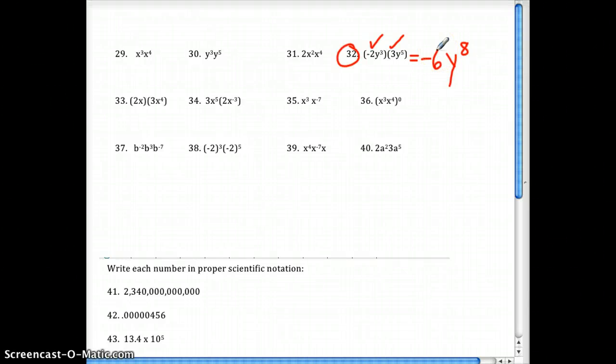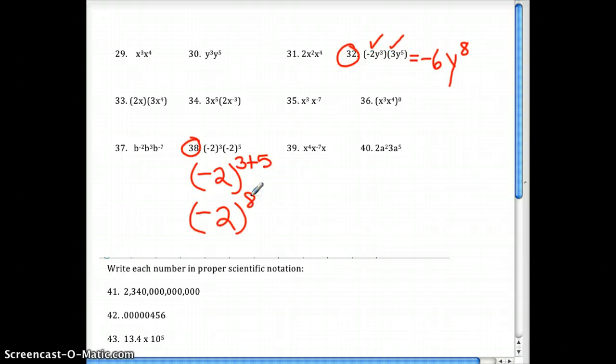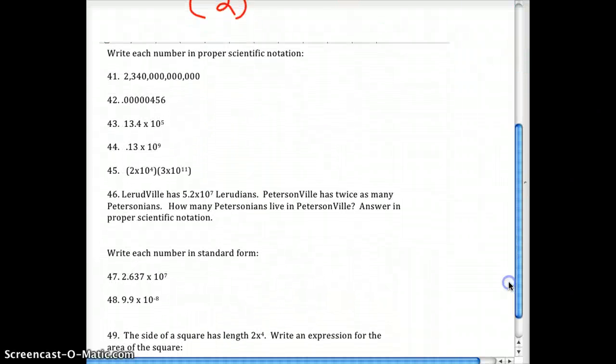Okay, and let's go look at number 38. On number 38, our common base is a -2. When we multiply the same base, we add the exponent. So I end up with -2 to the 8th power, which you can go ahead and leave. Let's try one more of these. Actually, I think that's good. Let's move on to some scientific notation.